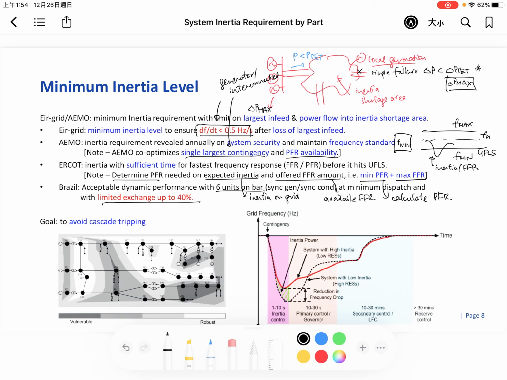So our goal is to avoid cascade tripping, and as you can see, this is the Brazil grid, with the vulnerable parts and also the robust parts. The vulnerable parts are often the positions with generators, or some place that is far away from the system. It's good to have some kind of interconnection, if we could interconnect it, or provide some kind of voltage support.